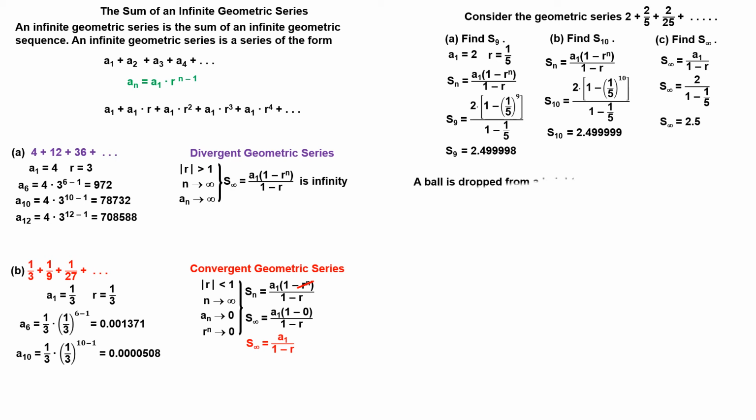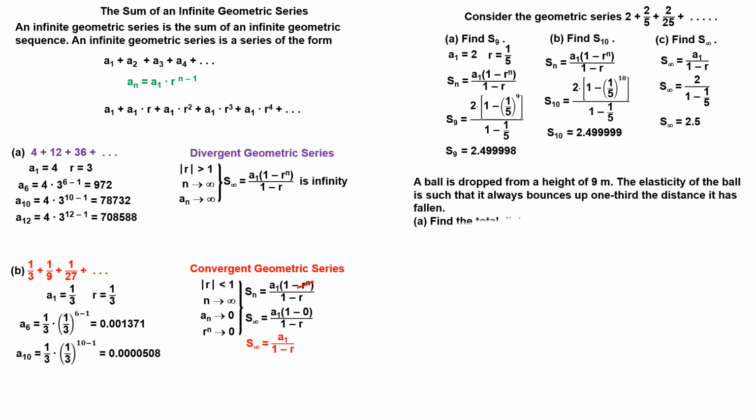A ball is dropped from a height of 9 meters. The elasticity of the ball is such that it always bounces up 1/3 the distance it has fallen. Find the total distance the ball has traveled at the instant it hits the ground the 5th time. The ball bounces in a vertical line and does not move sideways.